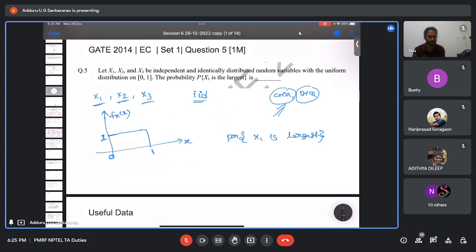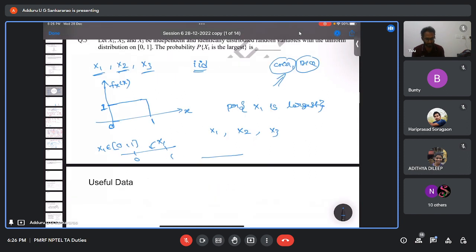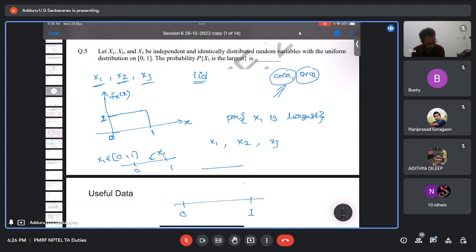All three are independent and identically distributed uniform random variables. Then X1 may be the largest, or X2 may be the largest, or X3 may be the largest. These three possibilities will be there, and generally these three will happen with equal probability. X1 may take any value between 0 and 1. Similarly, X2 and X3 also may take any value between 0 and 1. What is the probability that X1 is larger than the other two?